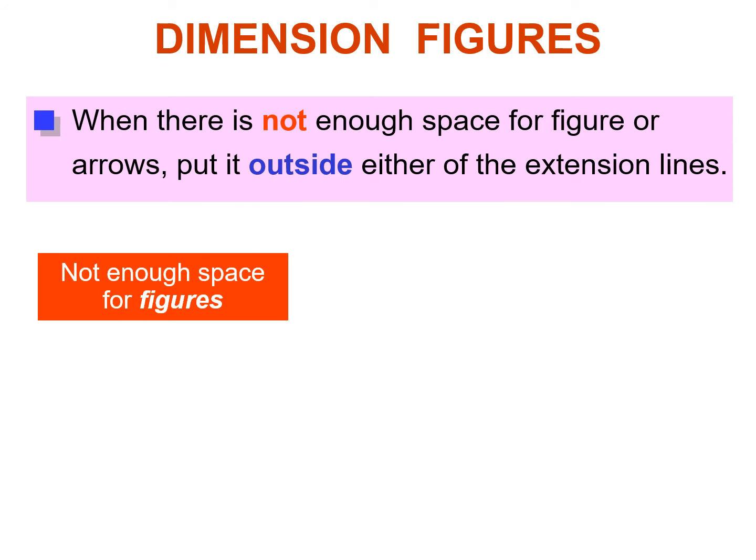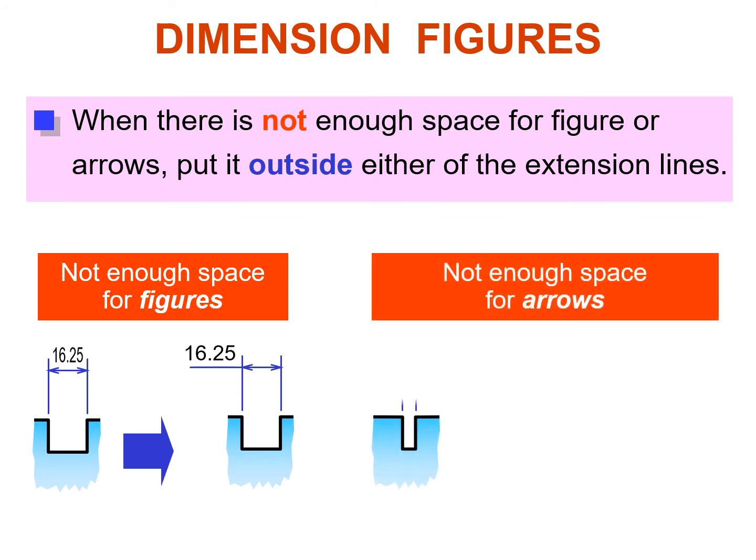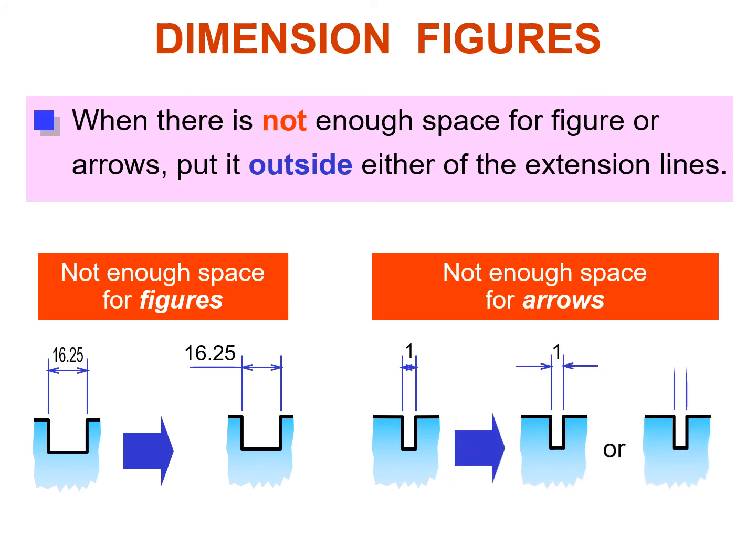Okay, when there is not enough space for figures, put them outside either of the extension lines. For example, if this is our arrow and there is not enough space to put the dimension in here, what should we do? We should place the dimension outside the extension line. And if there is not enough space for the arrows, then you should place the arrows outside the extension line as such.